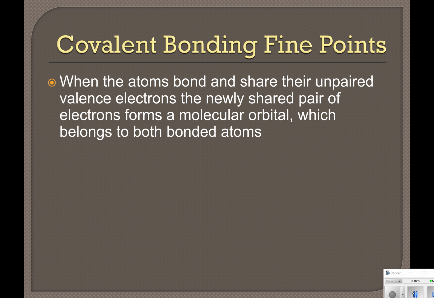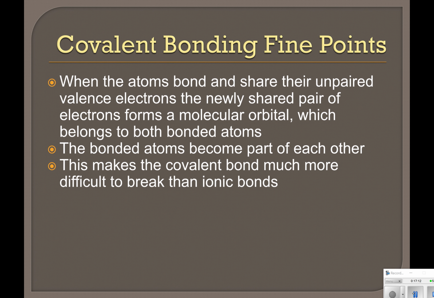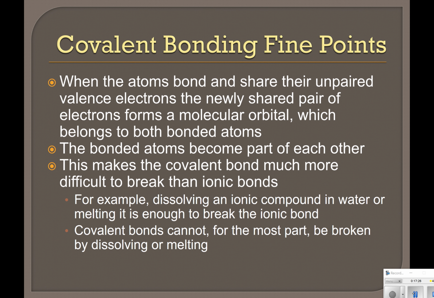A couple more fine points about covalent bonding. When these atoms bond and share their unpaired valence electrons, the newly shared pair of electrons is going to form a molecular orbital, which actually belongs to both bonded atoms. This is created when the bond forms, and it is very strong, which makes these bonded atoms part of each other. And this makes that bond very difficult to break, especially when compared to ionic bonds. As we said, we can break an ionic bond simply by dissolving the compound into water or melting it. That's enough just to break the ionic bond.